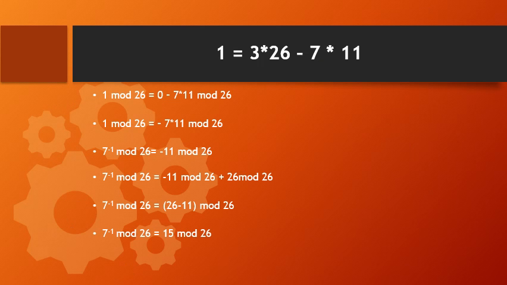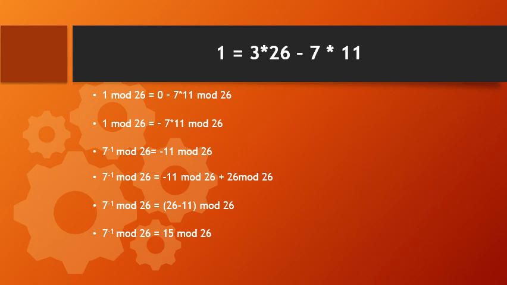And then now what? So here you have 1 written in the form of 3, 26, 7 and 11 from the previous frame. So here now we take 1 mod 26, this will be left with 0 because 3 into 26 when again divided by 26 would be perfectly divisible, and then the remainder would ultimately be 0. And here we have 7 into 11 mod 26. So 1 mod 26 will be left with minus 7 into 11 mod 26. Now if we take the 7 to the left side, which is ultimately what the question demands, 7 inverse mod 26 is minus 11 mod 26.